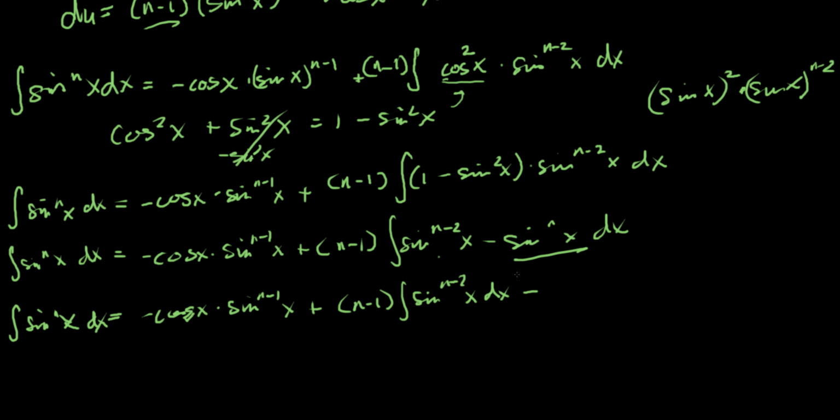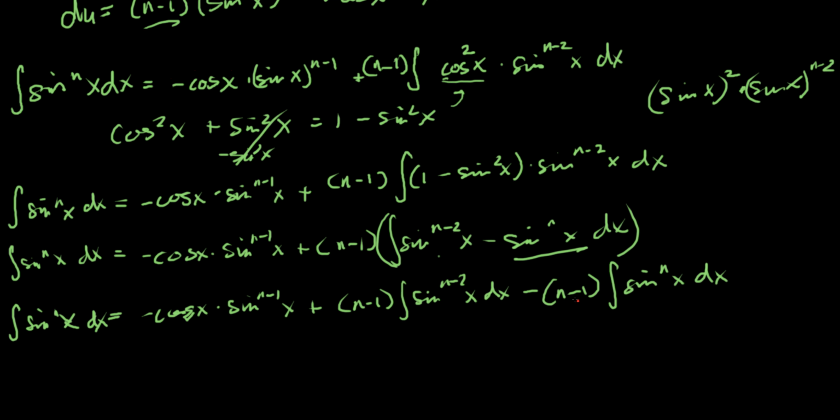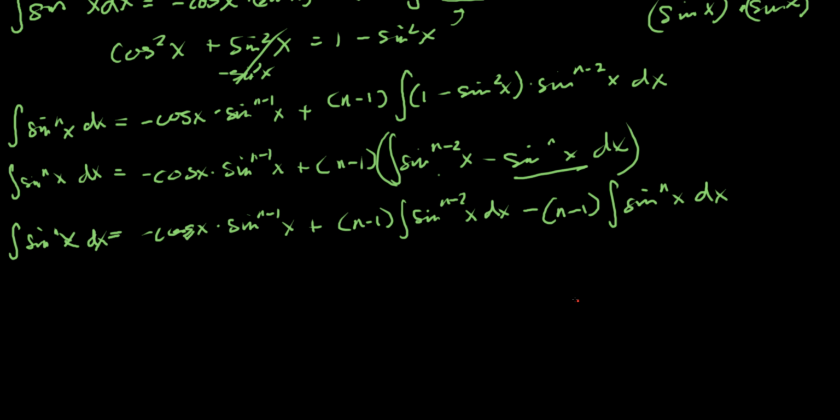This is important. Do not forget that this is n minus 1 times this entire integral. If you break it up, you have to distribute that n minus 1 to both of those terms. So it's minus n minus 1 times this integral, sine to the n of x dx. If you're not careful, you're not going to see that, and you're going to leave that out, and then you're going to not arrive at the right answer.